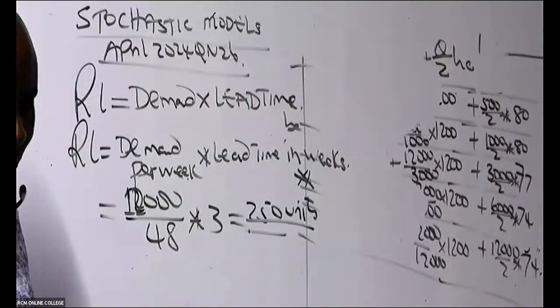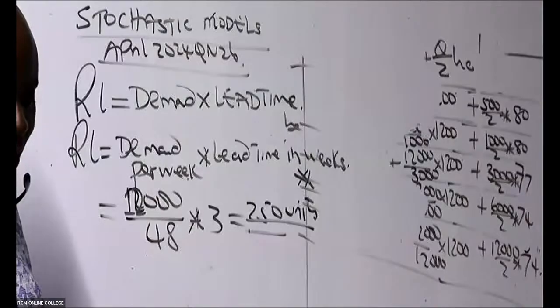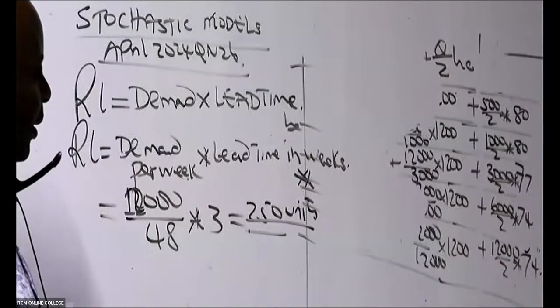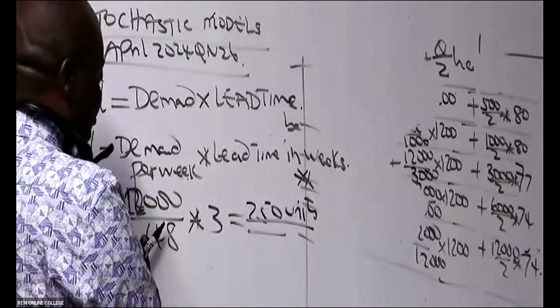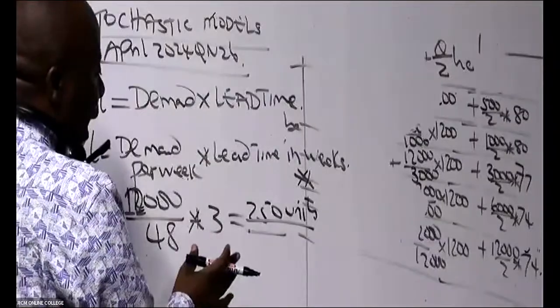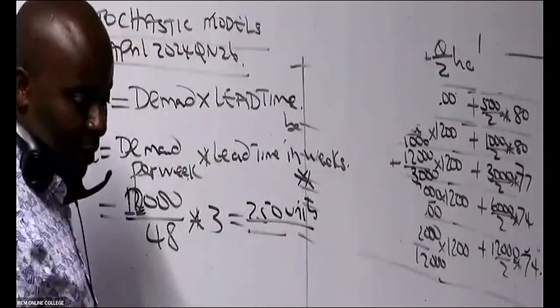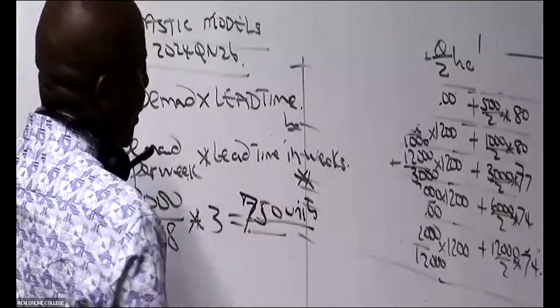Is it 750? You take 12,000 divided by 48. Whatever answer you get, you say times 3. I don't want demand per week, I want the final answer. Sorry for that. So the final answer is 750.